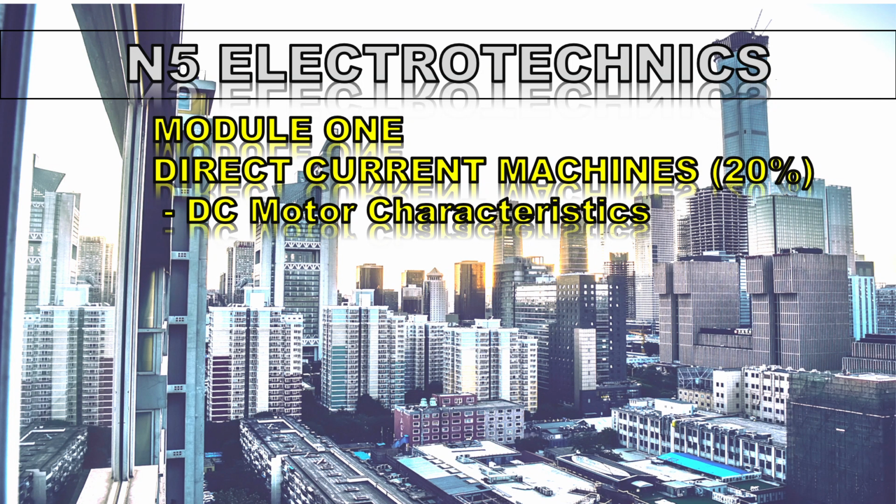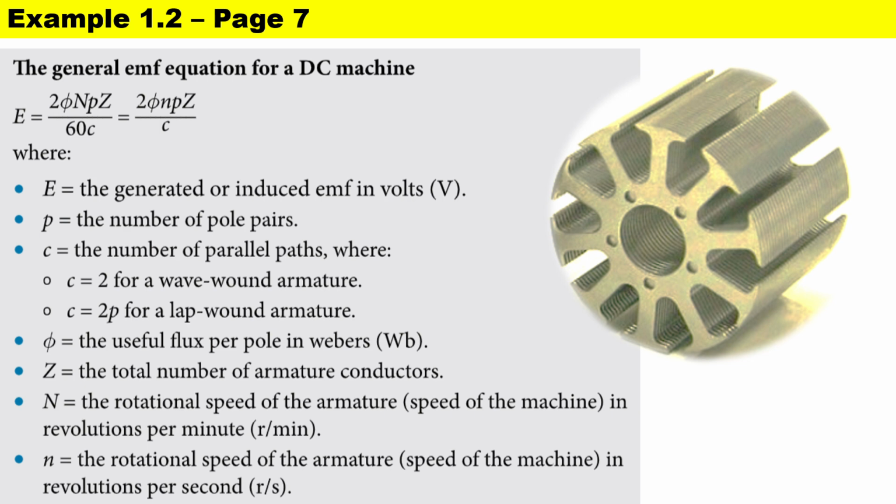This calculation is for N5 Electrotechnics. It is still DC machines, which makes up 20% of the curriculum. Now we'll be looking at example 1.2 from our textbook on page 7. And just a reminder again of the EMF equation.